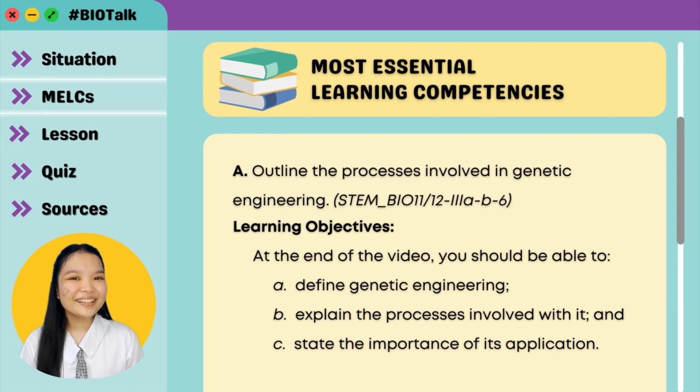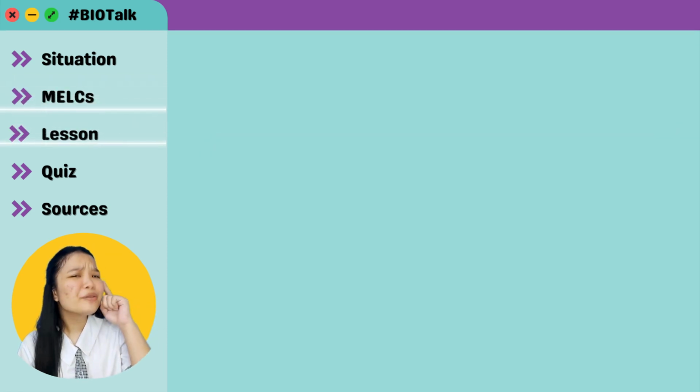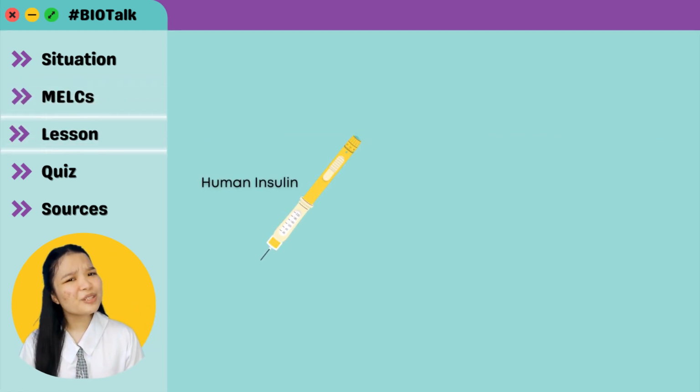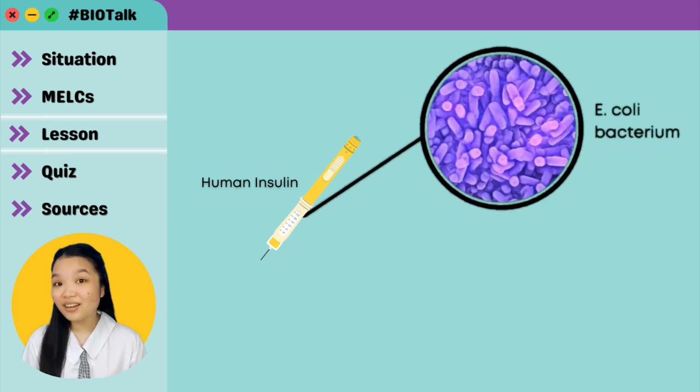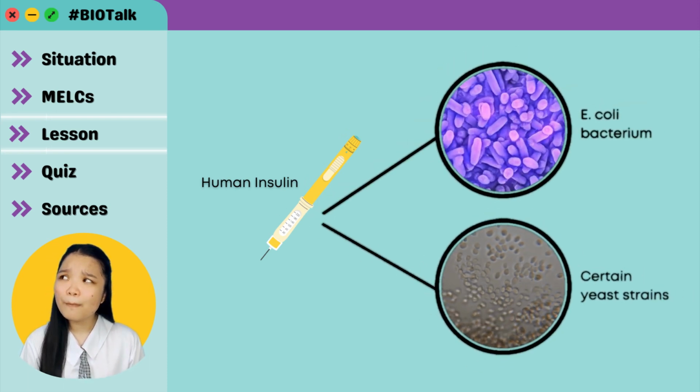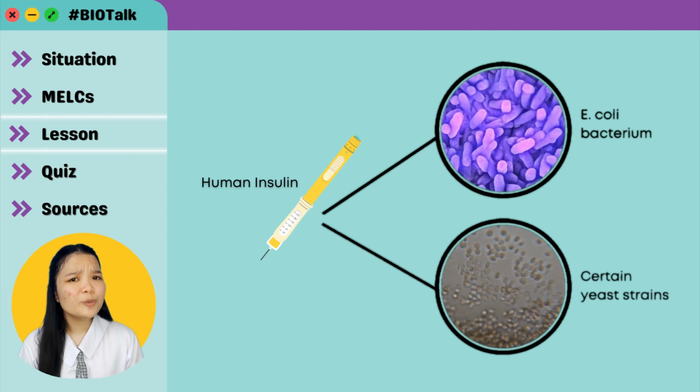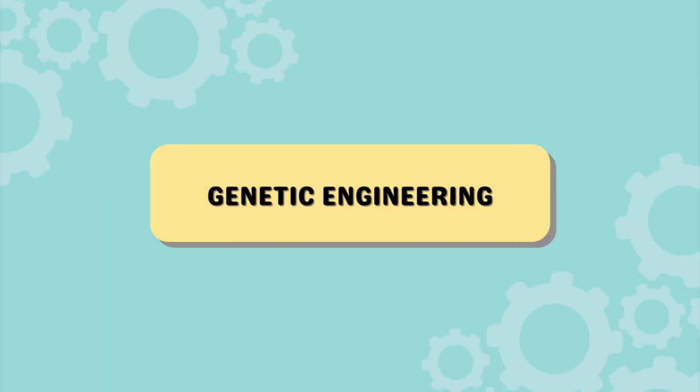Here we go! Are you wondering where human insulin for diabetics comes from? It is manufactured by the E. coli bacterium and certain yeast strains. But how do these microorganisms produce human insulin? Through genetic engineering, a process under biotechnology, which is the applied biology.